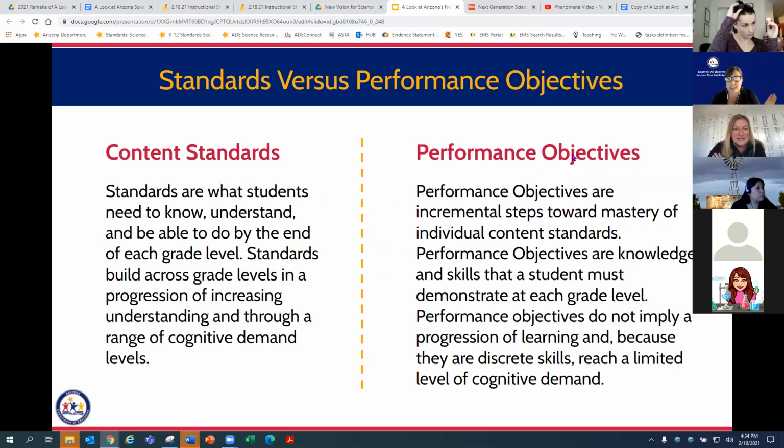On this side, these are the performance objectives from our 2004 standards. Very different from what we now have, which are called content standards. So take a minute, read over the differences, and then on the next slide, we're going to break it down a little bit more.